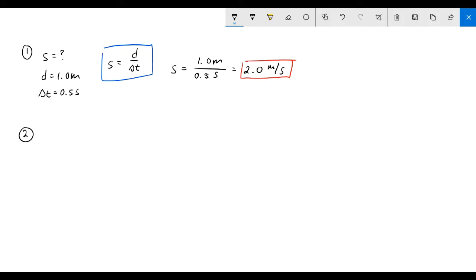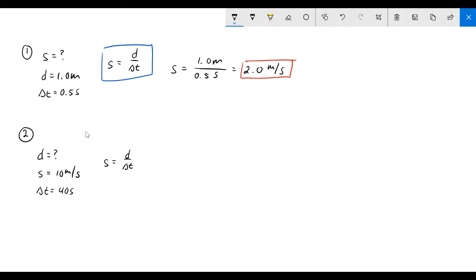Number 2, for this problem we're asked to find a distance. So d is our unknown. It gave us an average speed of 10 meters per second, and it gave us a time interval of 40 seconds. Same equation as above, speed equals distance divided by time. However, for this problem, we need the equation to read d equals because we're trying to find distance, but in this configuration it reads s equals.